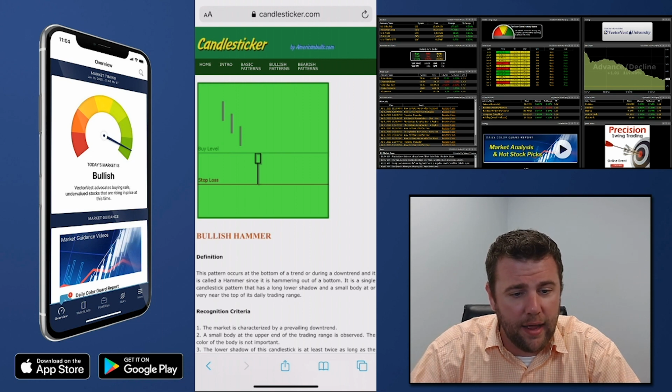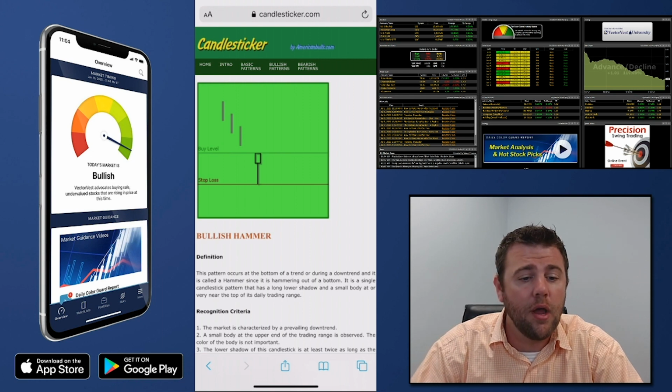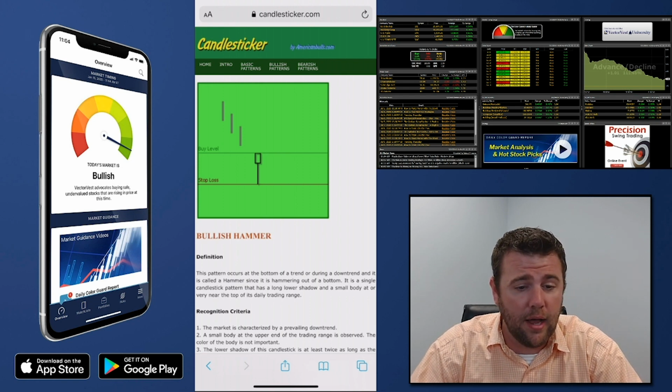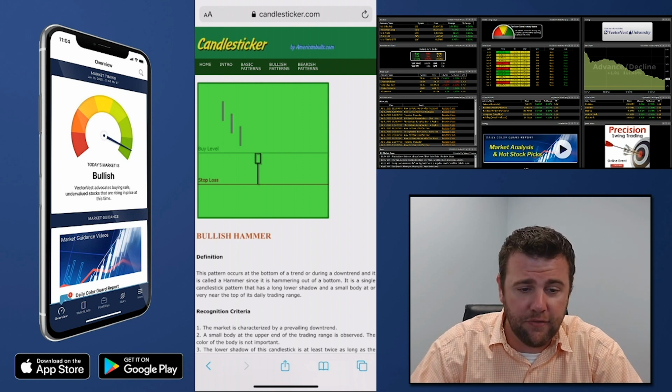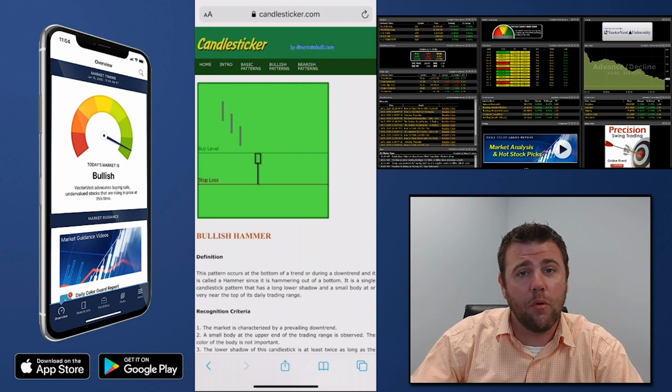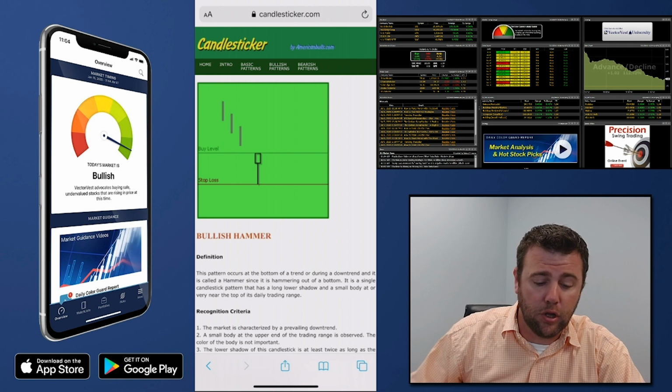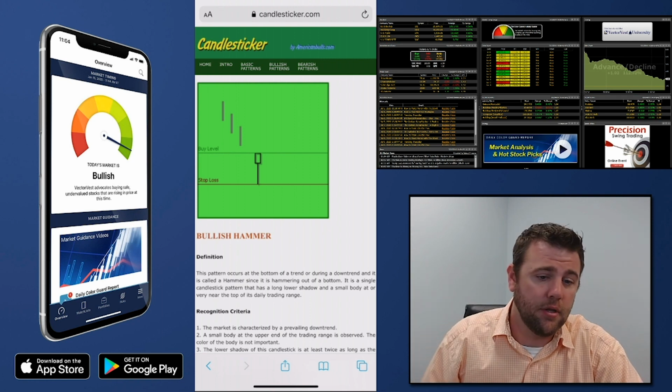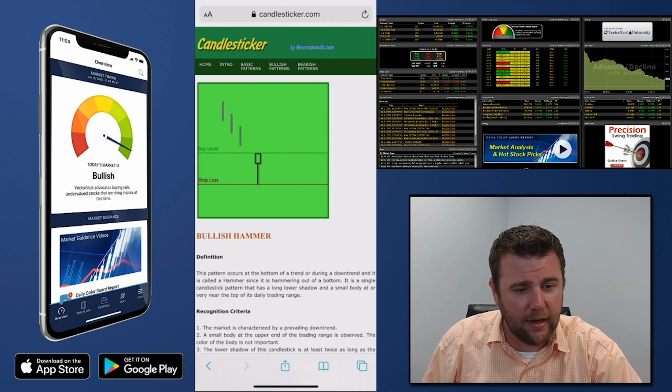Closed means the close was lower than the open, just like you're closing your blinds. So you're closing your blinds, you're going down. Hopefully that explains it there.